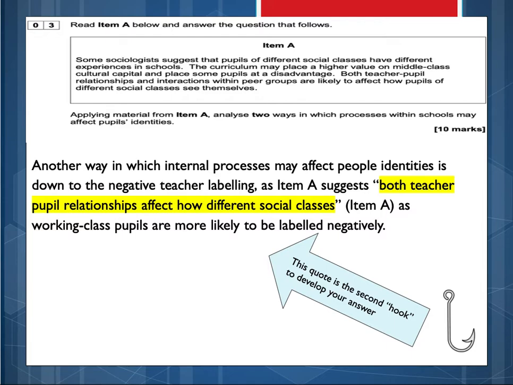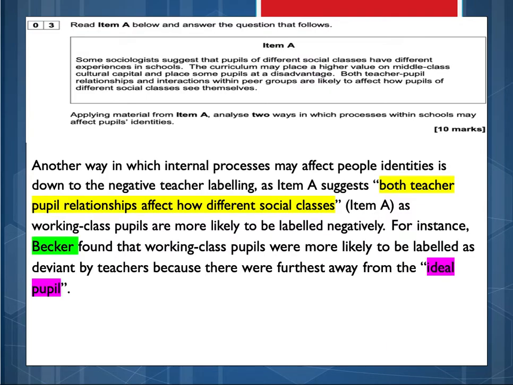This is his second paragraph. Here you can see Solomon uses a second quote from the item highlighted in yellow. Also note the way he introduces this with a clear signpost to the examiner of a second way, using the clear wording of "another way". It's simple but effective. This has been clearly linked to the question here as we have a process, labelling, and the link to social class.